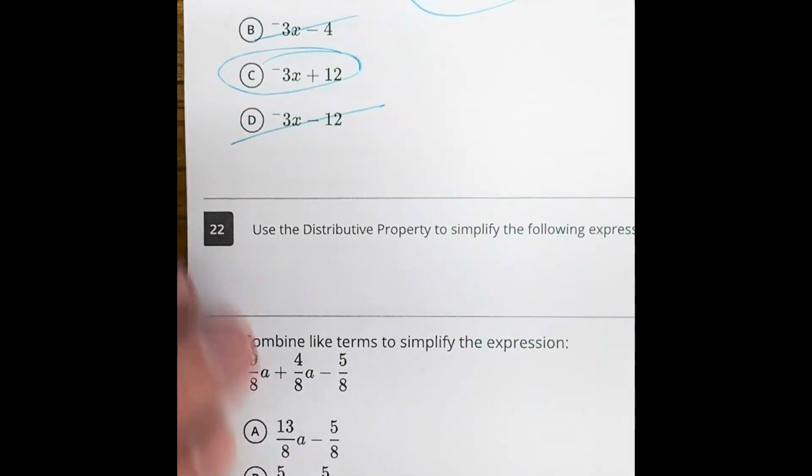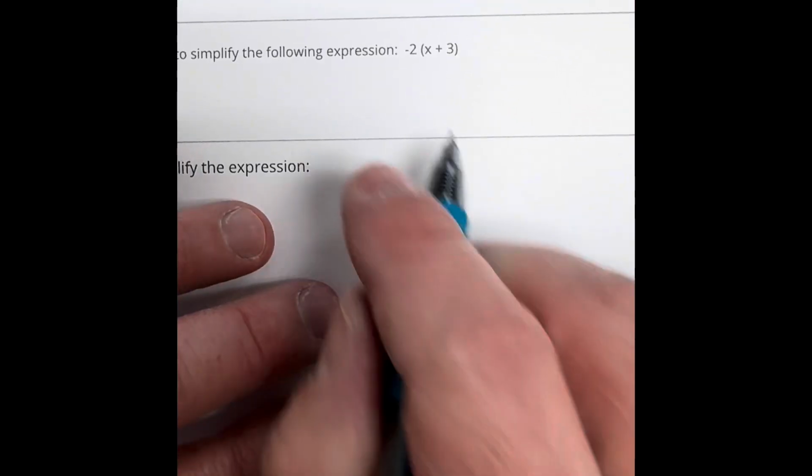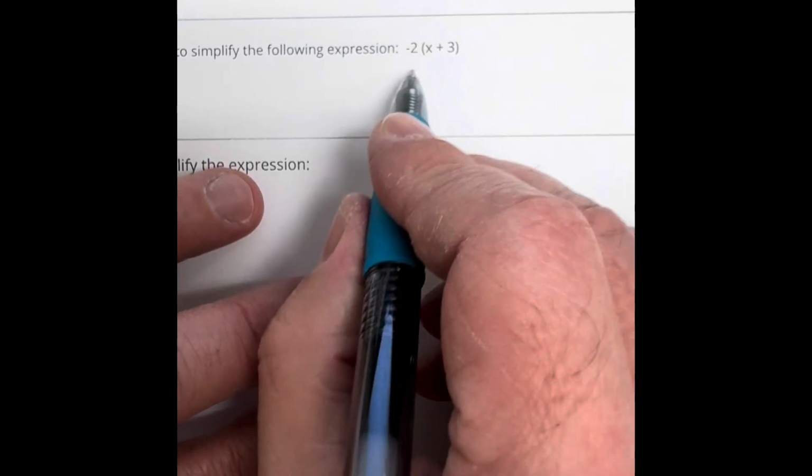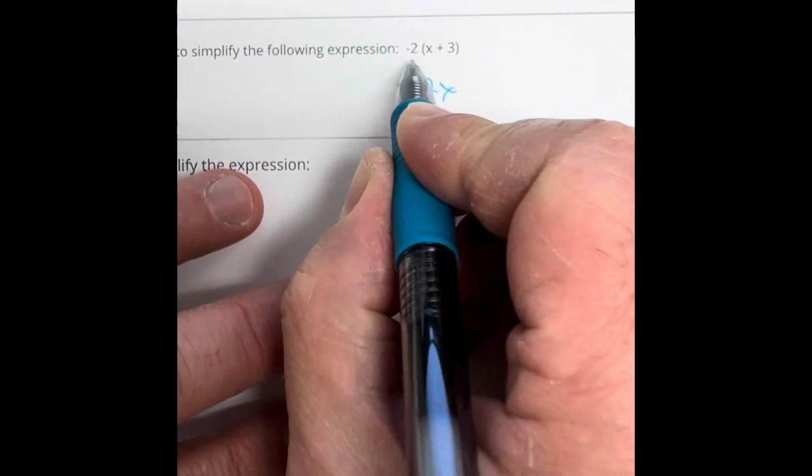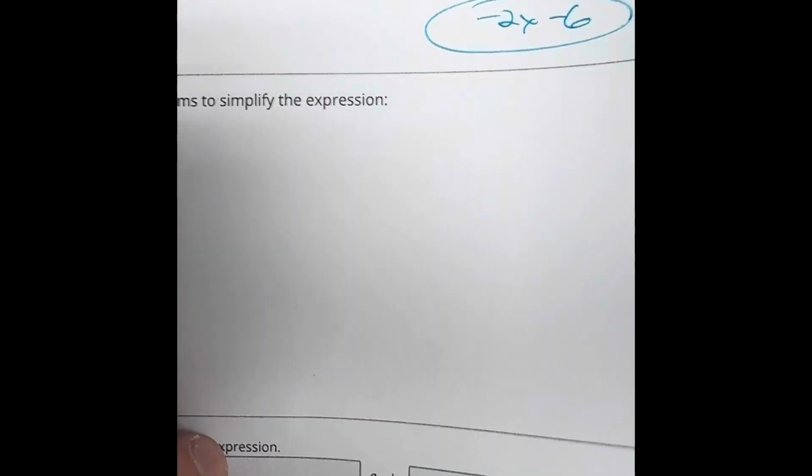Use the distributive property to simplify the expression. Negative 2 times x plus 3. Again, we're going to distribute. Negative 2 times x is negative 2x. Negative 2 times positive 3 is negative 6. Done. Okay.